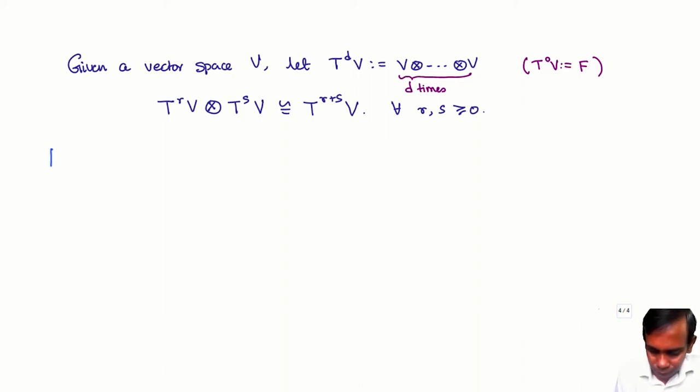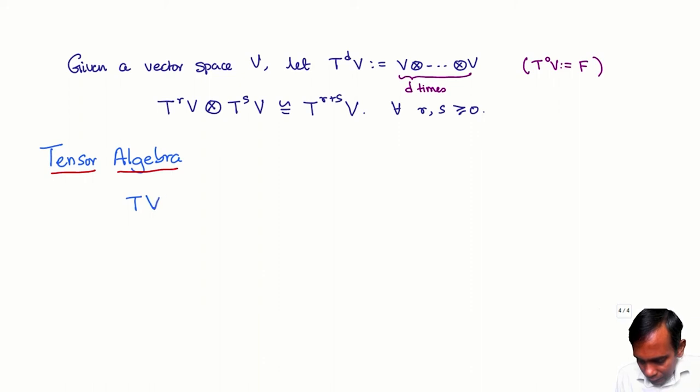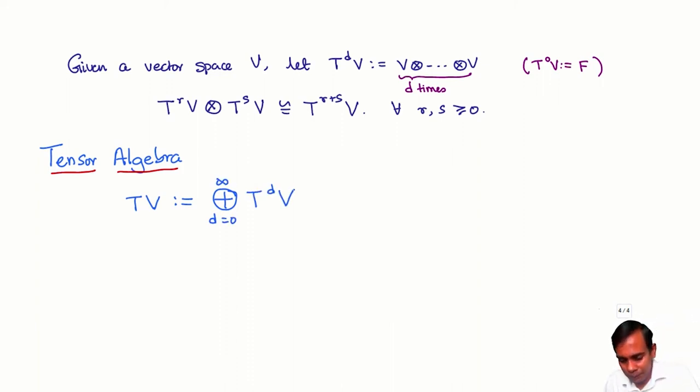So this is the algebra TV. It is defined to be an infinite direct sum, D goes from 0 to infinity, T^D V. So this is the tensor algebra as an additive abelian group. It's just an infinite direct sum of vector spaces. And how is the product defined? So the product is defined by linearly extending the map on graded pieces.